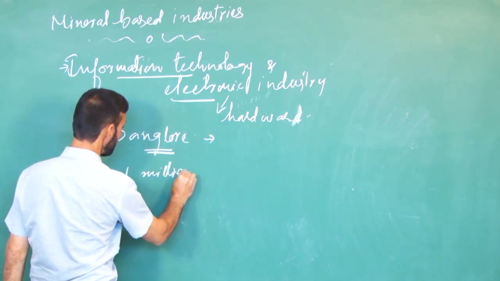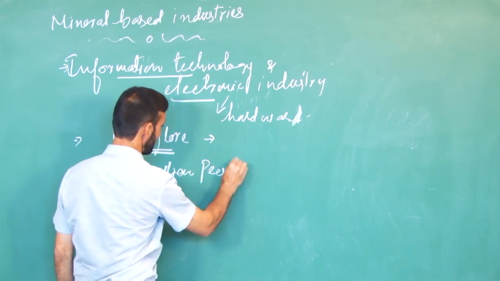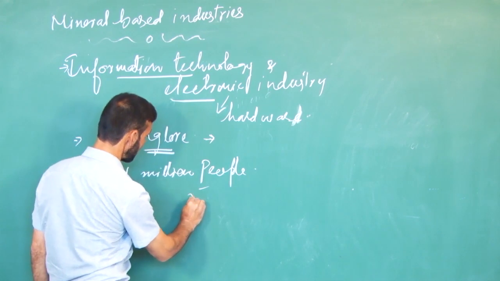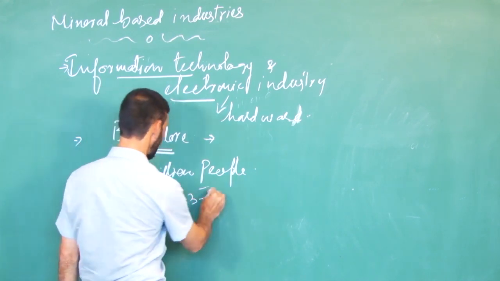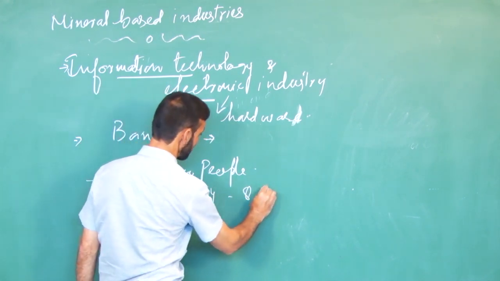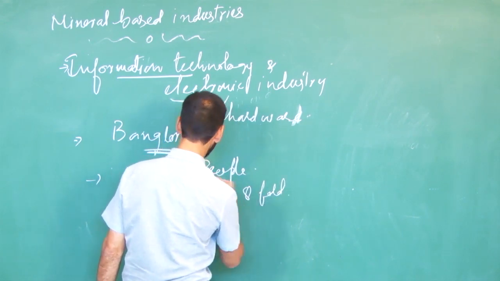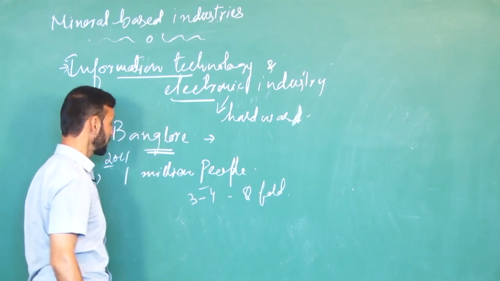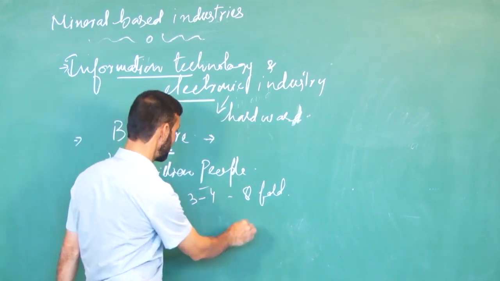1 million people were employed by this industry. It has been estimated that after 3 to 4 years, it will become 8-fold. 8-fold means it is 2011 now, and it would be 2015 when it will become 8 million.